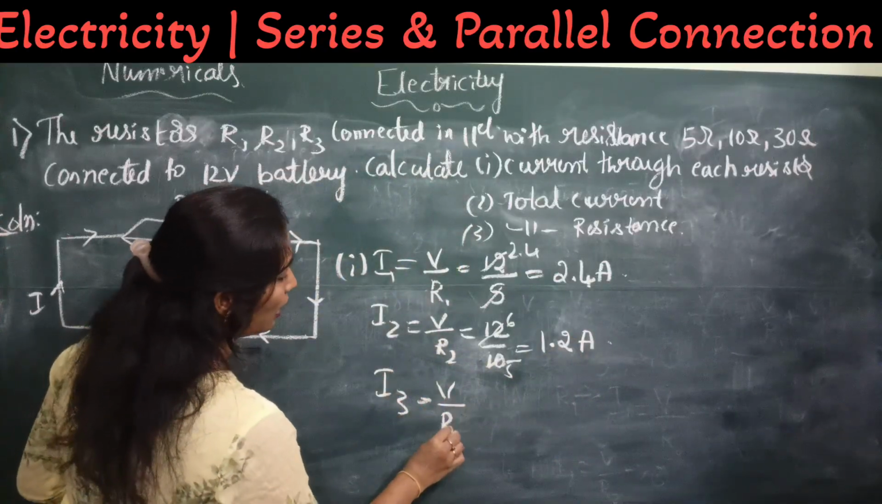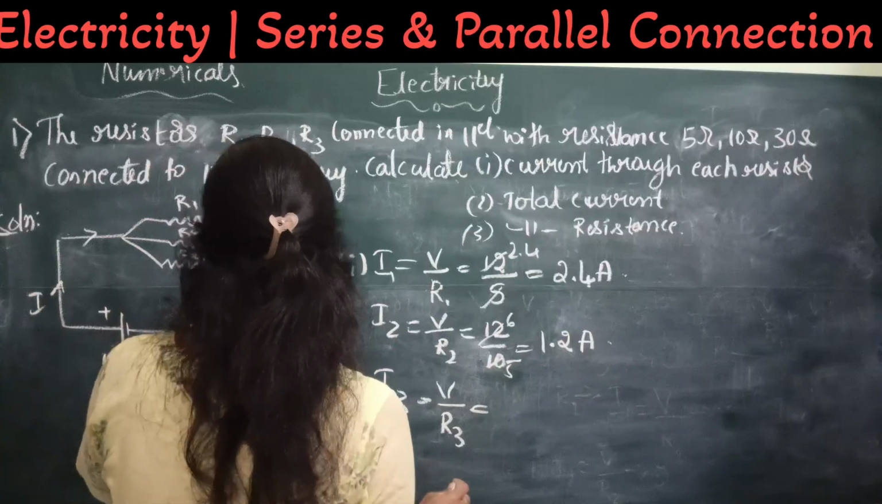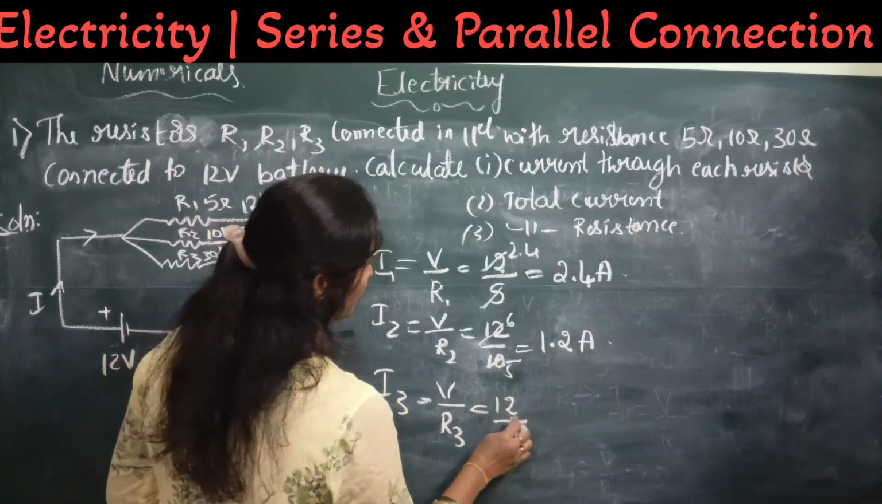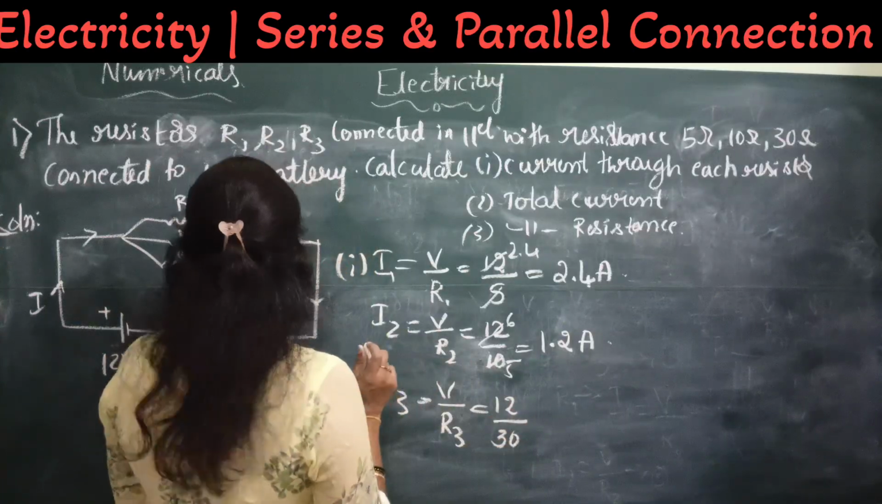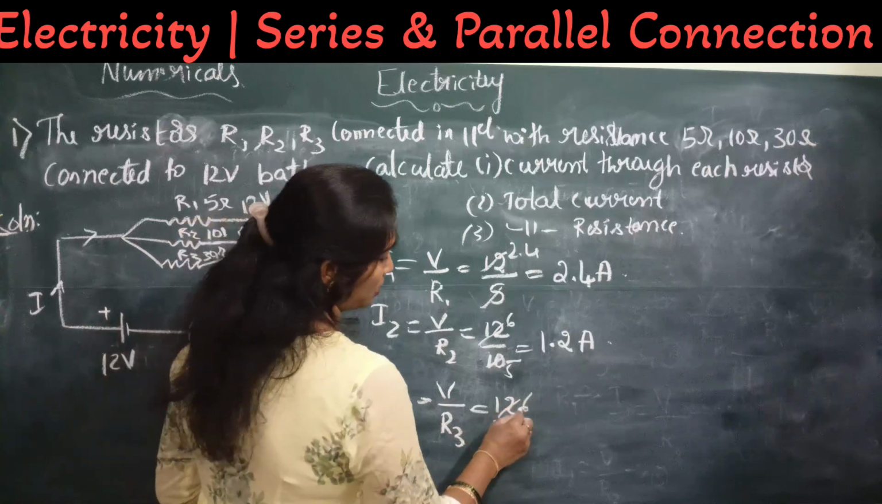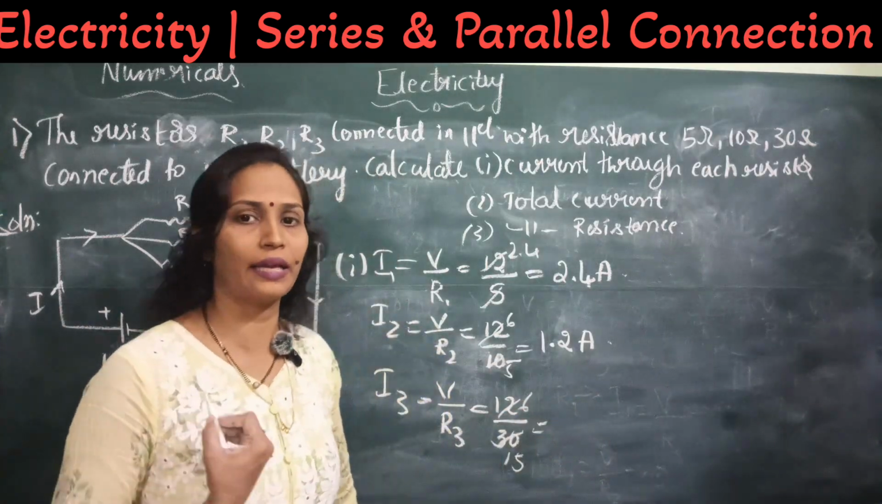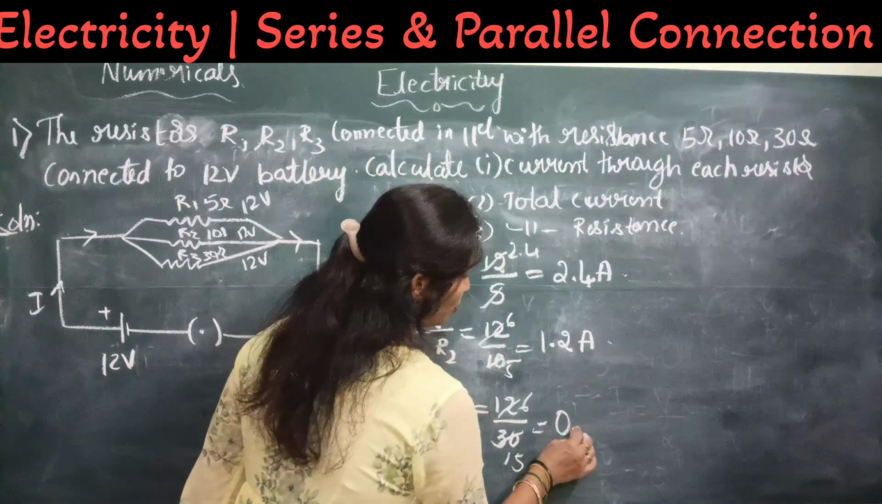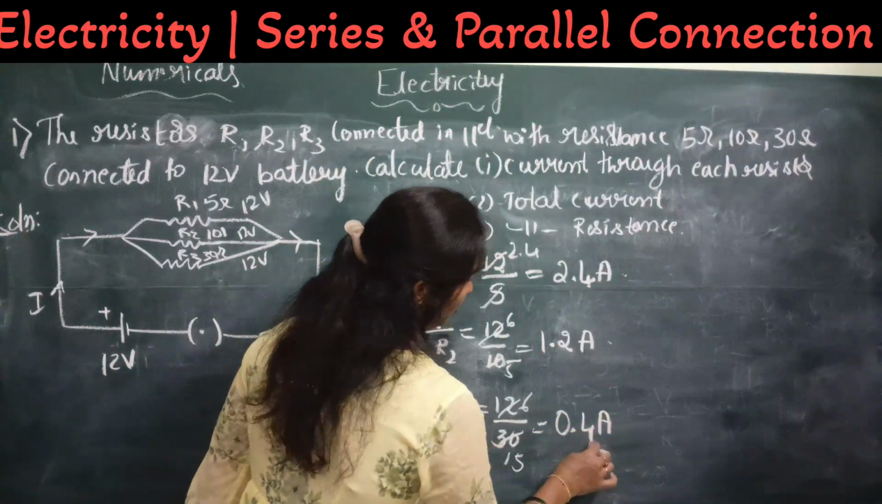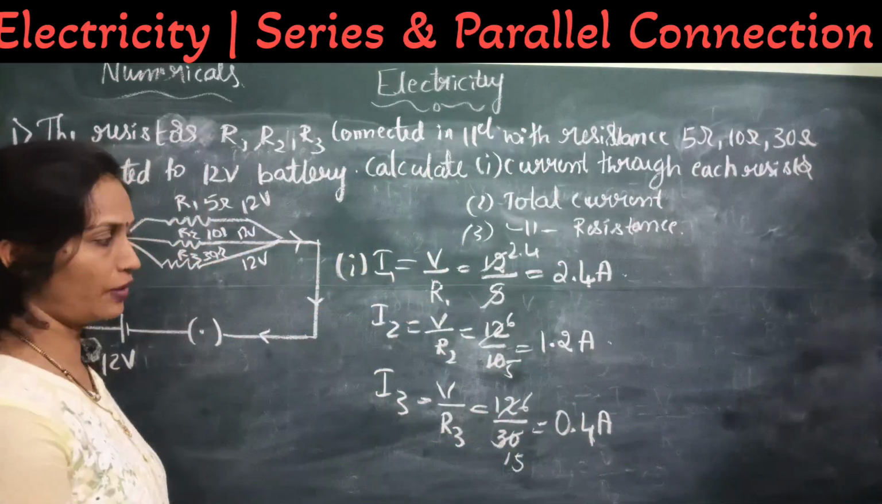Now, I3 is how much? V divided by R3. V is 12 again, and R3 is 30. So how much will we get? Around how much, guys? 0.4 ampere. Okay, this is our first part.